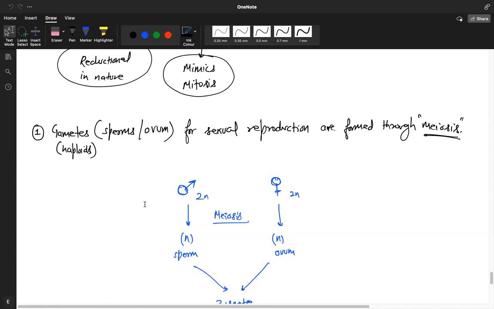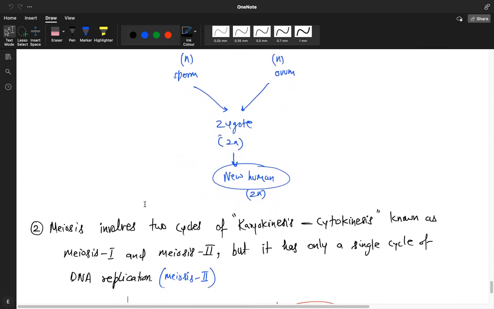Meiosis-1 is reductional division, whereas Meiosis-2 is equational division.